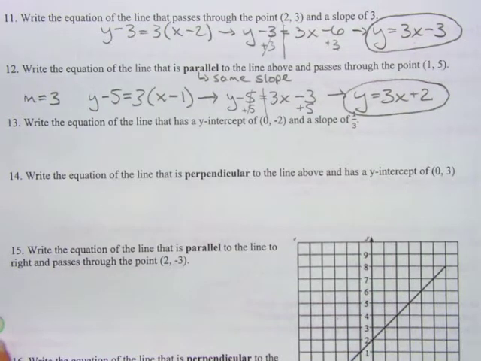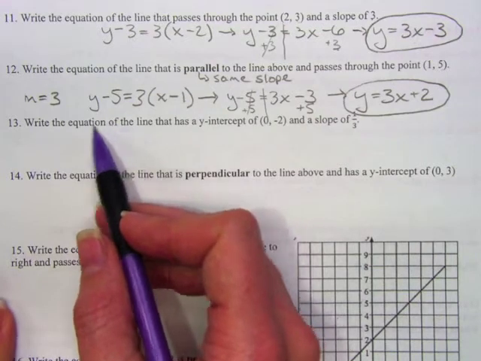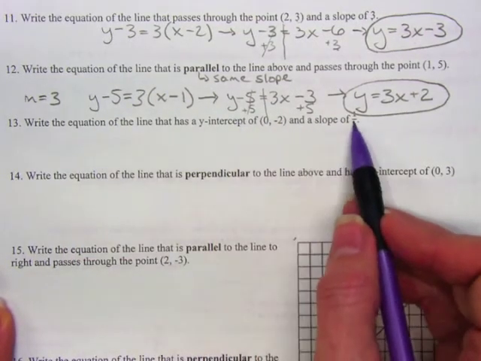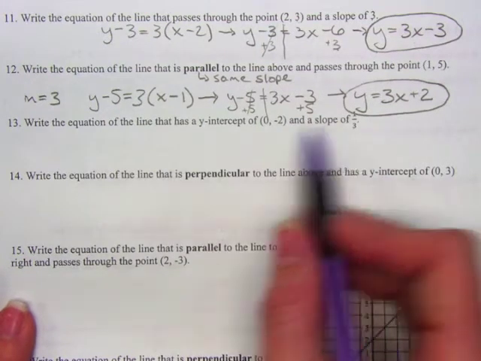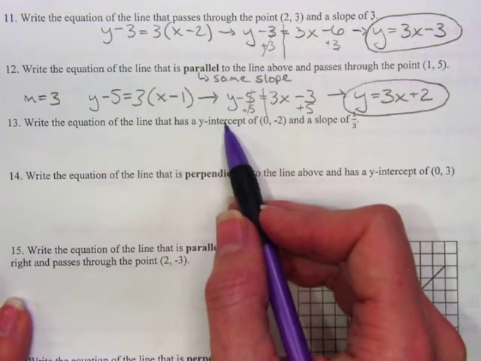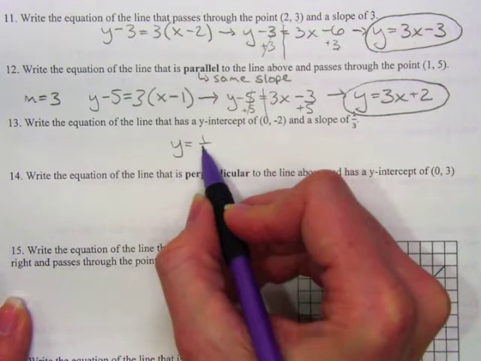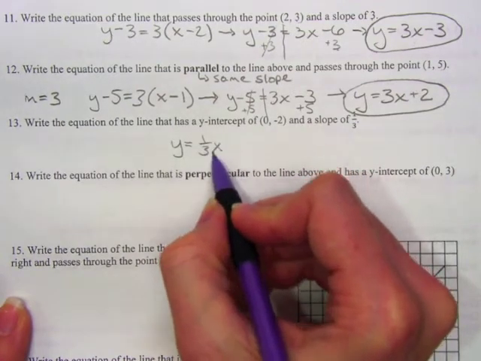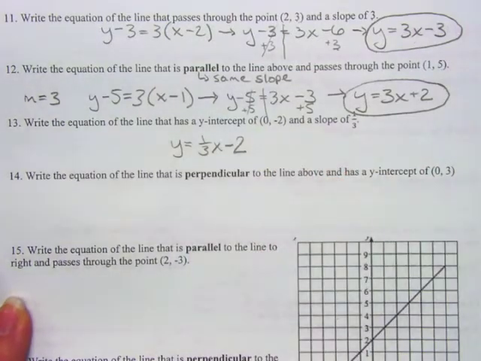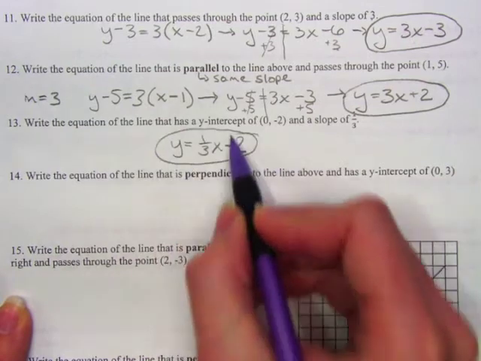Now we start a new problem. This next one is not related to the first two. It's a new problem. It says write the equation of a line that has a y-intercept of (0, -2) and a slope of 1/3. We say thank you. Since it gave me the y-intercept, I don't need to use point-slope form. I'm going to use slope-intercept form. So we can right away say my equation is y equals slope 1/3, that's my m, times x, plus my b, in this case my y-intercept is negative 2. Whew, thank you. We don't have to do any work. We've got our equation.